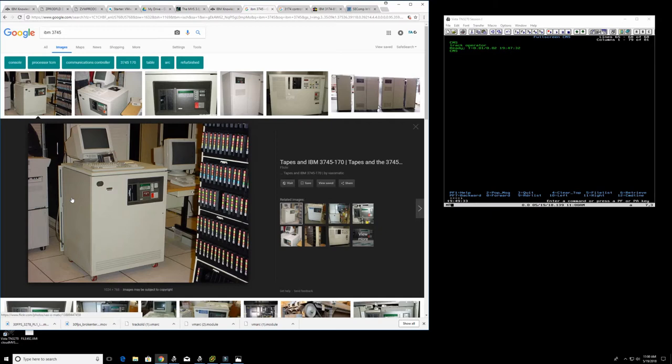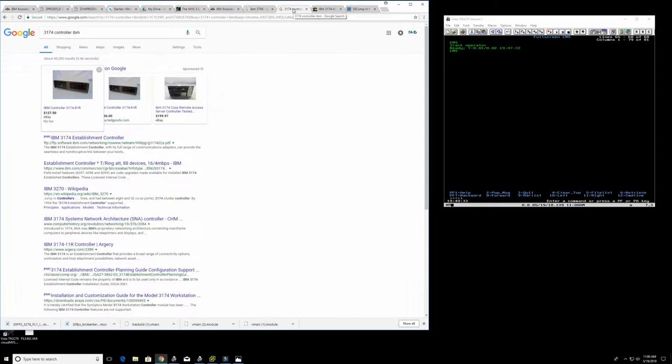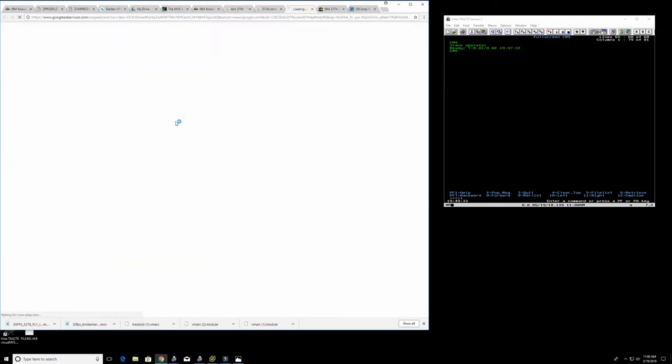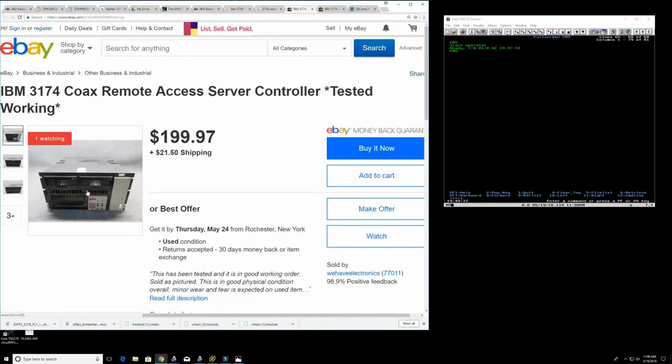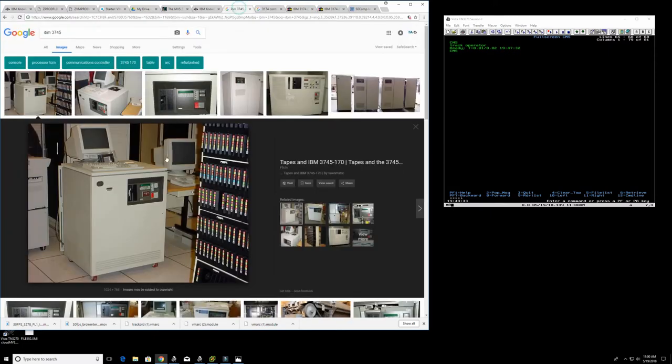And this is what we need to understand: it will go from terminal to 3174 to one of these guys, from here through either a switched line or through a leased line. It will go over the network, sometimes thousands of miles, to this guy, which was sitting in the data center, and this will be connected through a channel to the mainframe.